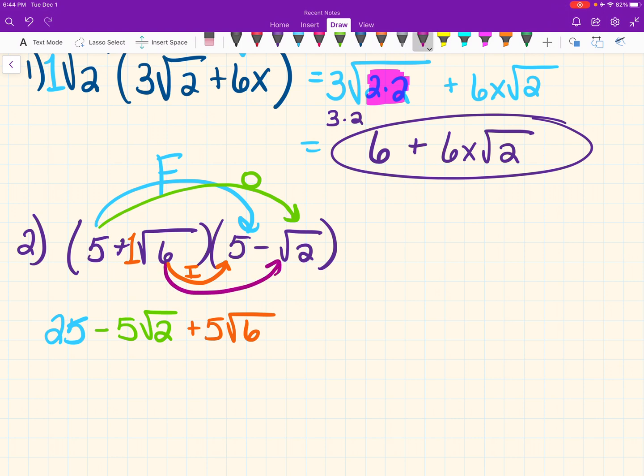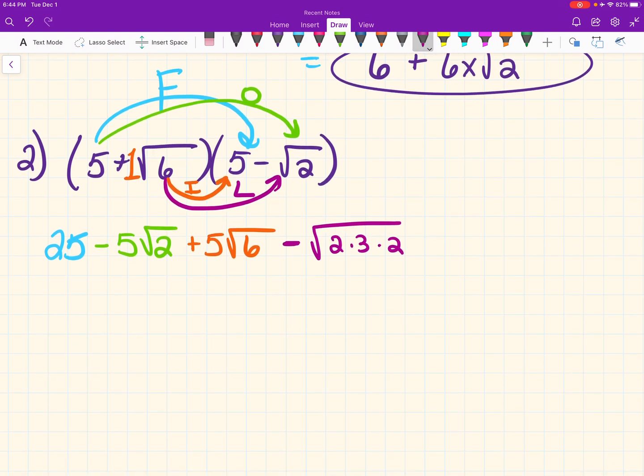L is negative root 6 times 2. Well, I'm not going to write it like that. I'm actually going to write 2 times 3 times 2. Now I'm going to see if there's any jailbreaks that can occur here. Well, that's why I wrote this one. So we have a group of 2 that can come out. Now that leaves us with 2 root 3, but this is why I hate this problem.